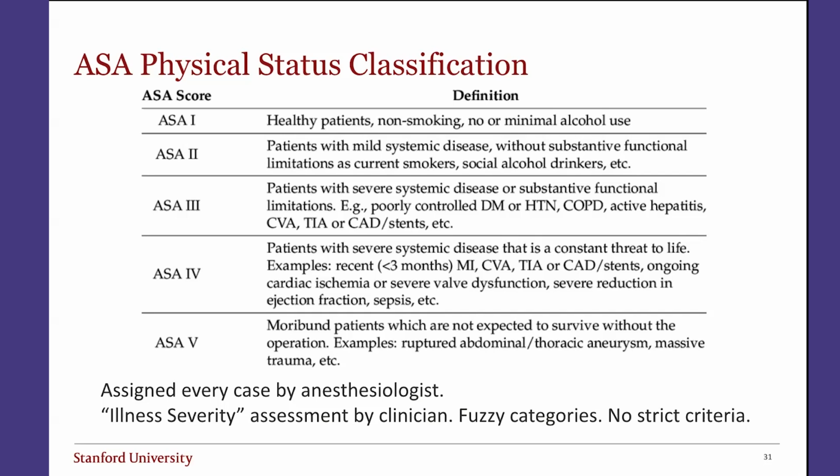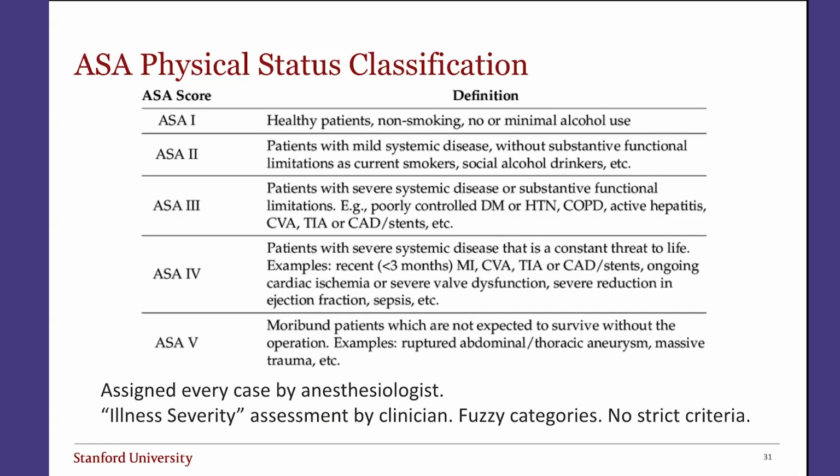I didn't mention that there's a 6th category called ASA 6. This is specifically for brain dead organ donor cases. So it's really different than these other 5 categories because in ASA 6, the patient has already been declared dead. The procedure is solely for harvesting organs for organ donation.